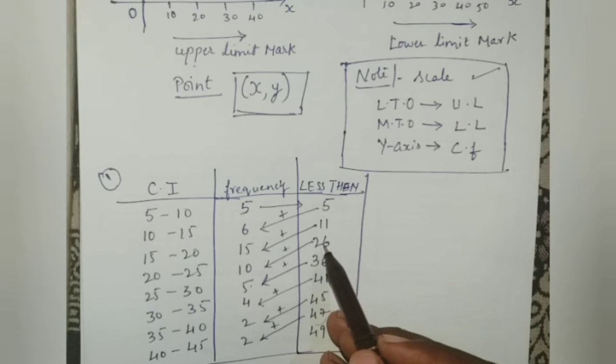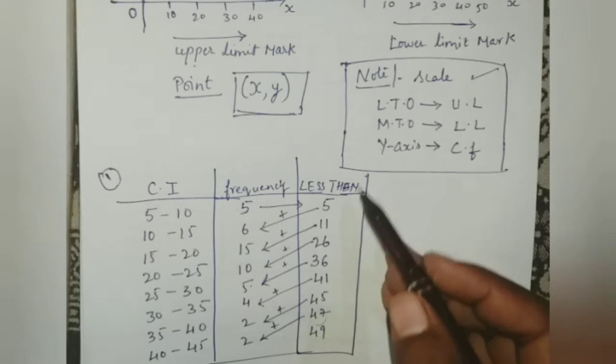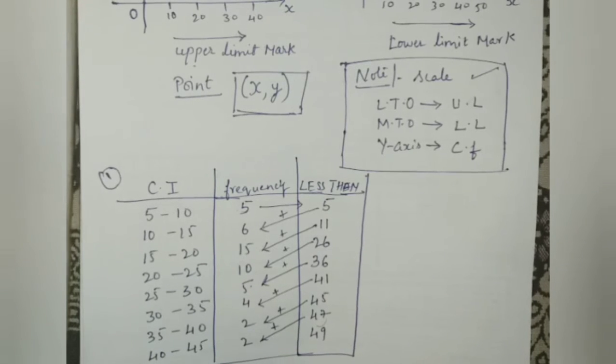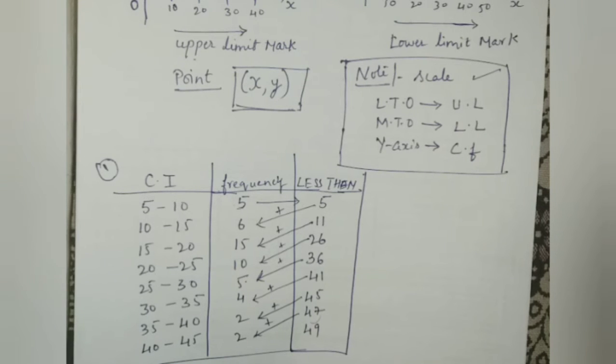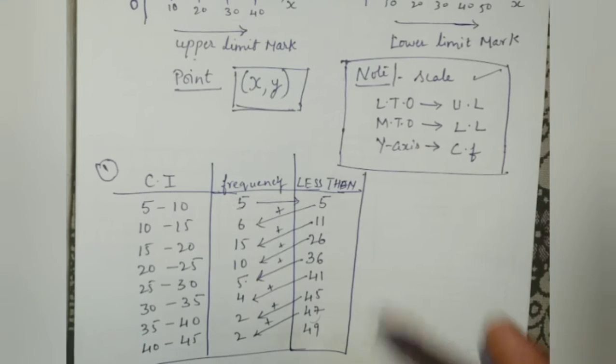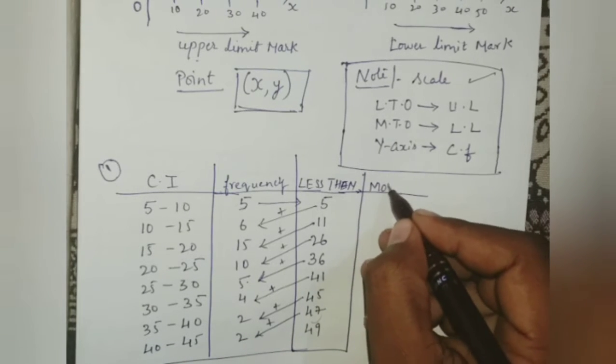So whatever answer I got, I need to add for the next number, and I'll get an answer. So this is the process we use to find less than values. Any doubt, guys? It's very easy to find out less than values. Now with the same problem we'll find more than.